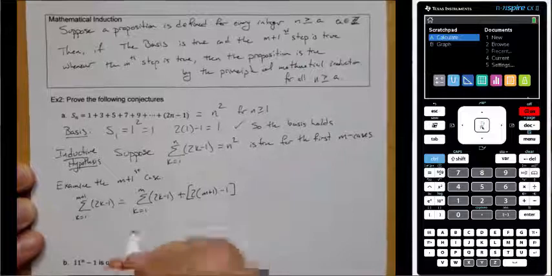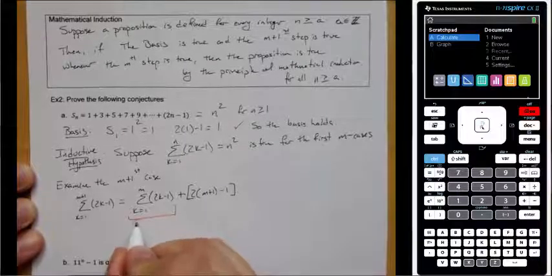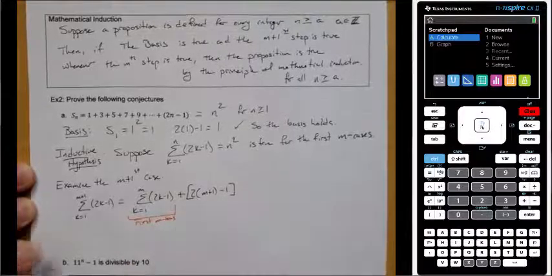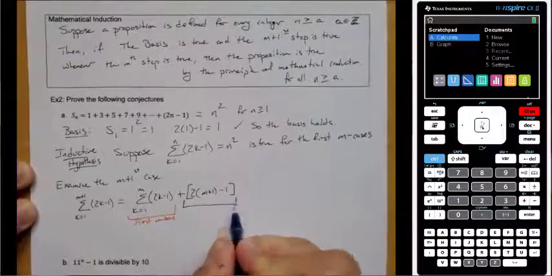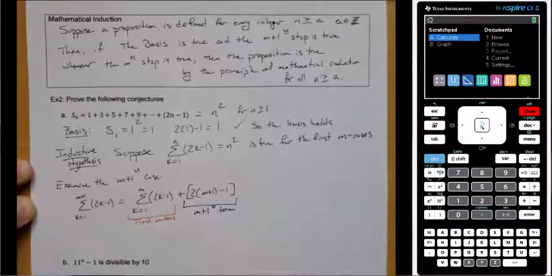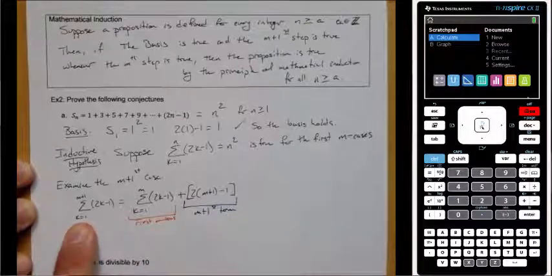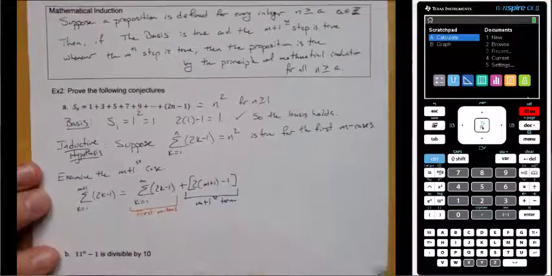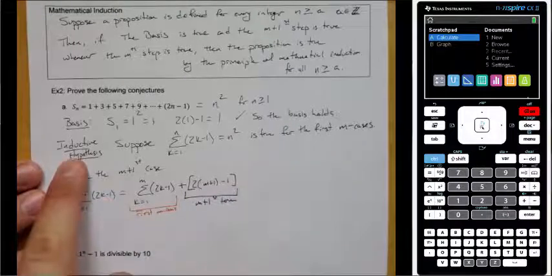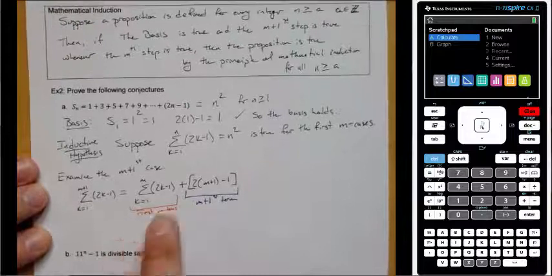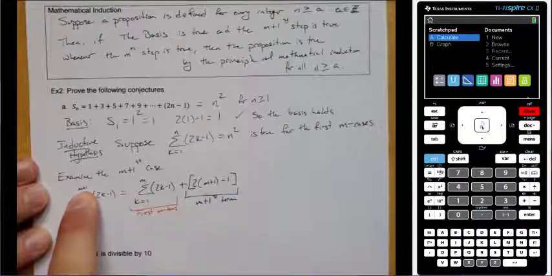To make it a little clearer, this is the first m terms, and this is the m plus first term in this sum. When I put these together, I get the full sigma notation all the way to m plus 1. So how do we deal with this? Well, this works out nicely, because by the inductive hypothesis, we know what this is equal to. We have a formula; we know how the first m of these behave. We just don't know what happens when we add one more to it.